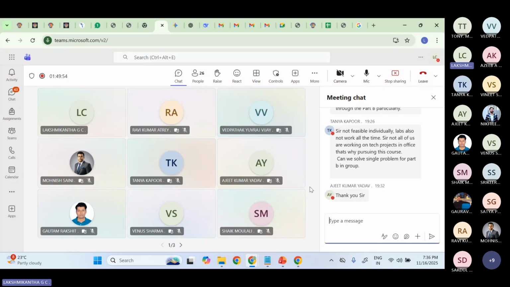In many cases, many of them are not responding, so for them I've given that table. If no one is responding, please put 0% there, so they will get 0 marks. Okay. Now you are all getting it? Yes, sir.